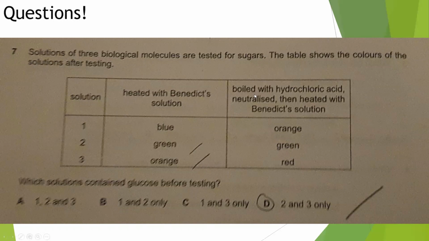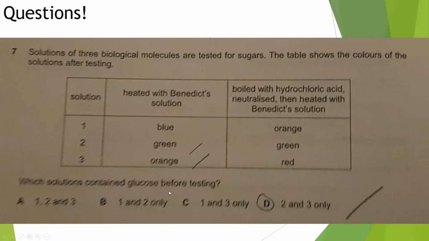So over here, boiled with hydrochloric acid, neutralized, and then heated with Benedict's solution. So what was this test for? This was a test for non-reducing sugar. And all of this indicates that non-reducing sugar is present, if there was a non-reducing sugar present in the sample. So the question reads, which solution contained glucose before testing?